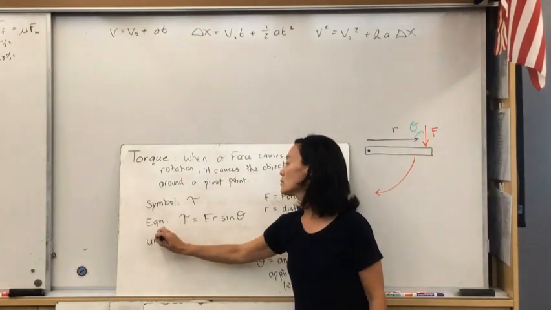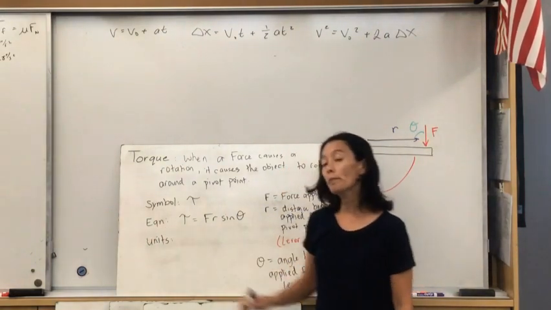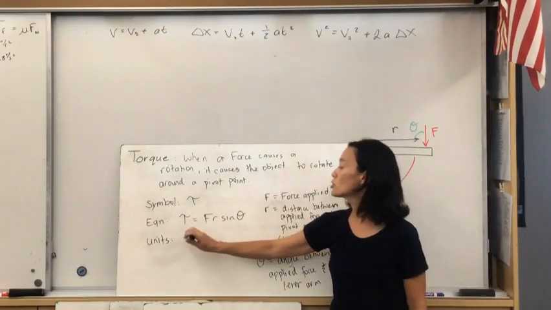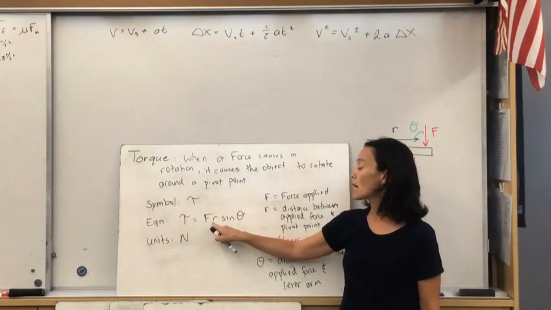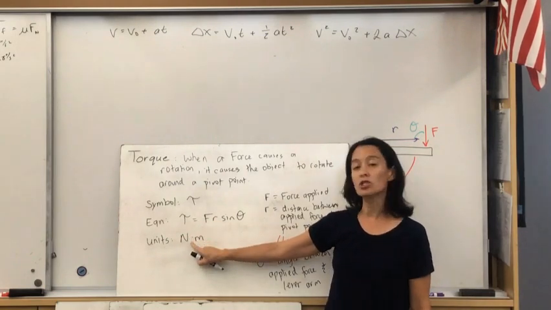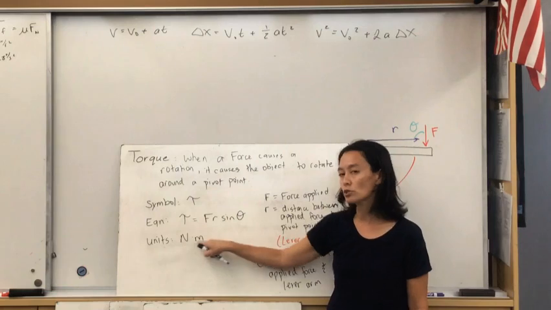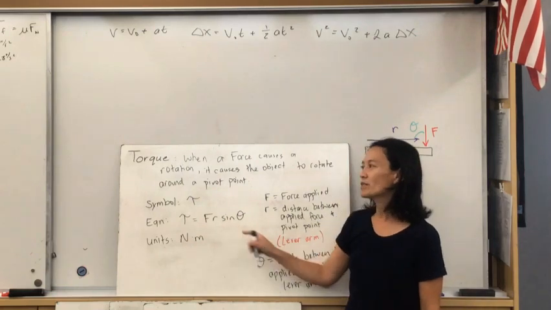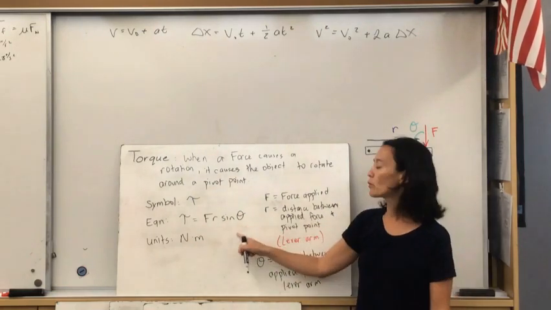Units. The units of this are a compound unit. The units of force are newtons, and the units of distance are meters. So it's newton meters, and typically they put a little dot there to indicate that it's two separate things, so it's newton-meters. And then the angle has a degree, but we don't have to put it in the units.